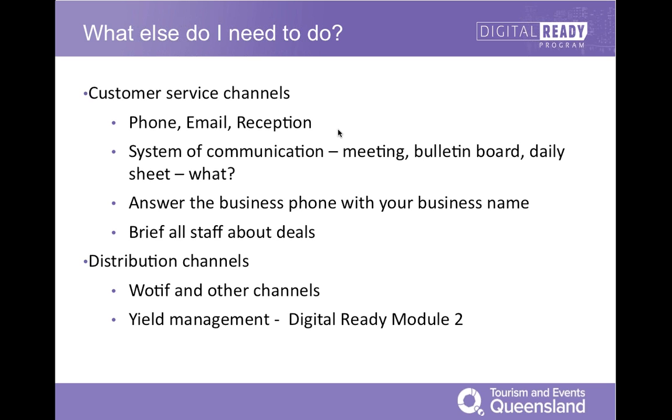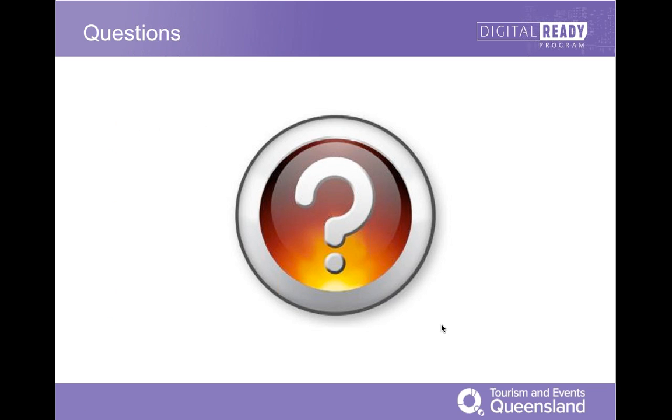So don't forget to tell your reception and phone staff what's going on. However you want to do that, maybe a weekly meeting or a bulletin board or a daily sheet, some kind of system of communication to let them know that you're doing this and what they need to say. Brief all staff about deals. And don't forget your distribution channels. You could be distributing the same thing on Wotif or Booking.com or other channels. If you want more information on this, we do have Digital Ready Module 2 on yield management. I think we have a webinar on that as well, which can help you to decide what channels to distribute your product on.